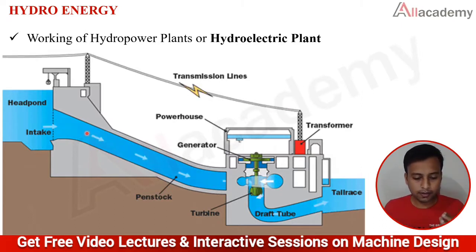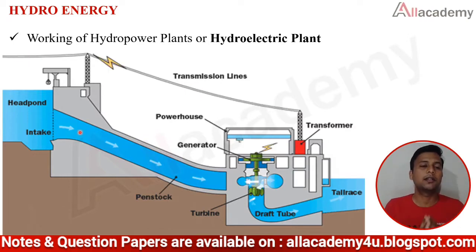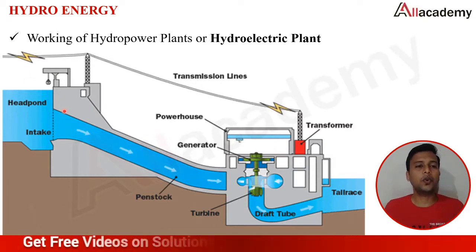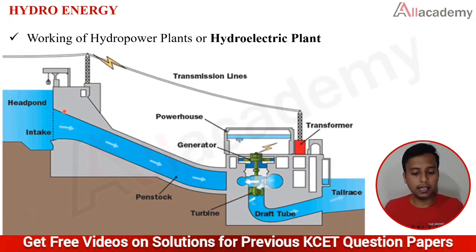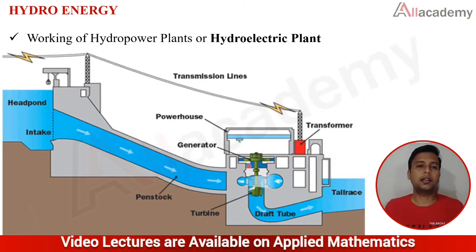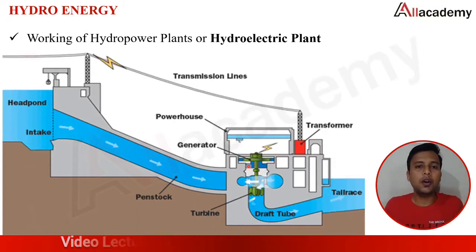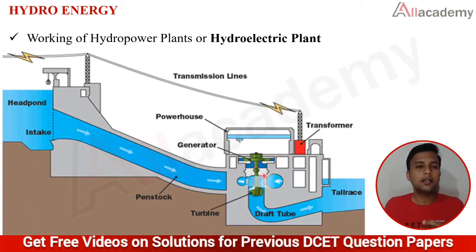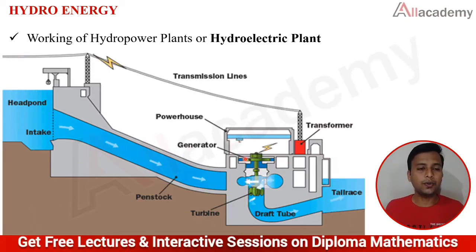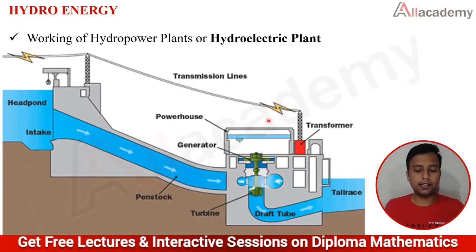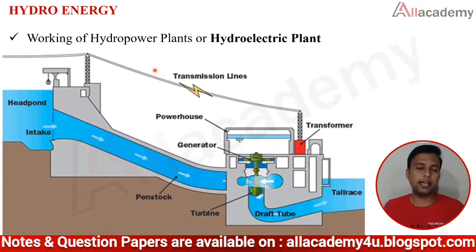Following this, the potential energy of this stored water is converted into mechanical work or mechanical energy when it passes through the turbine. So what does the turbine do? It converts the potential energy of water into mechanical energy, and this turbine in turn is connected to a generator, and this generator produces the electricity, and that electricity is supplied with the help of a transformer unit and transmission line to the required area.